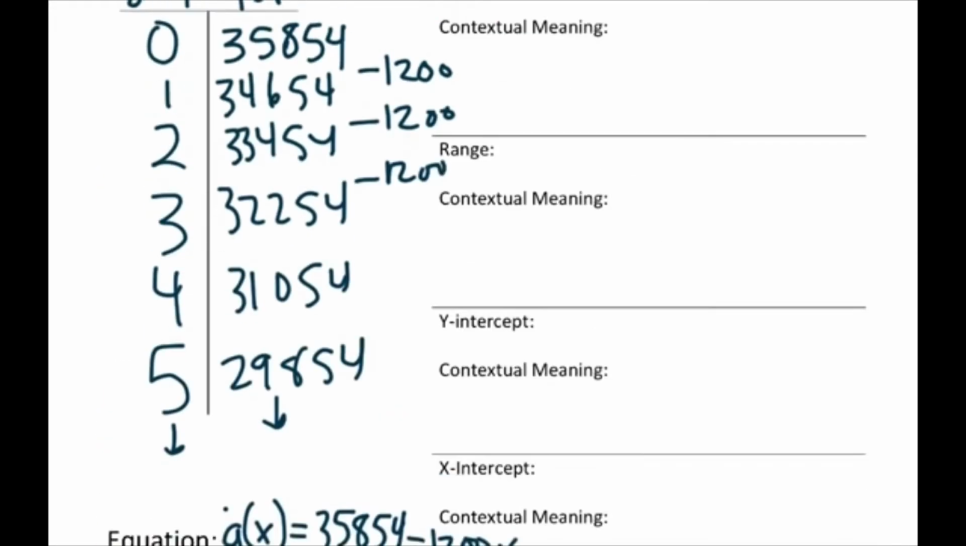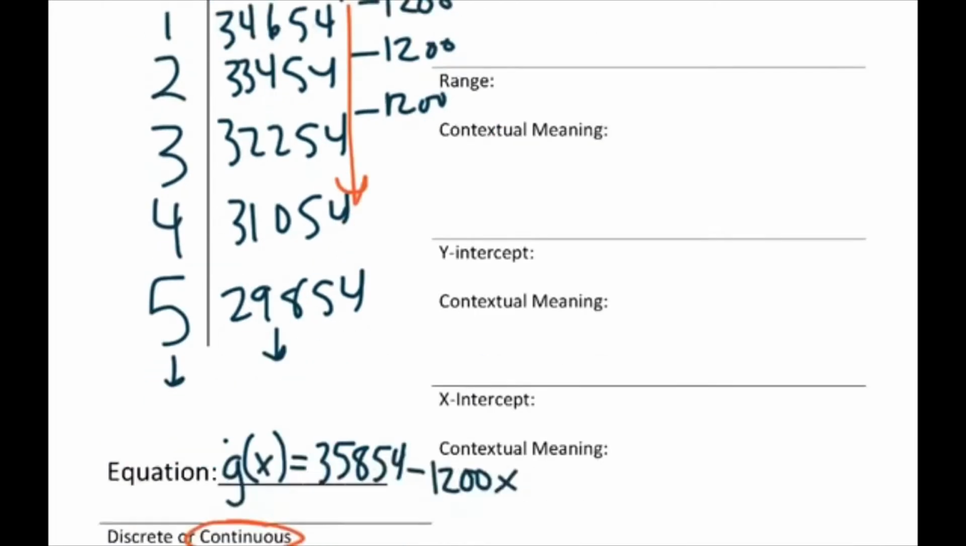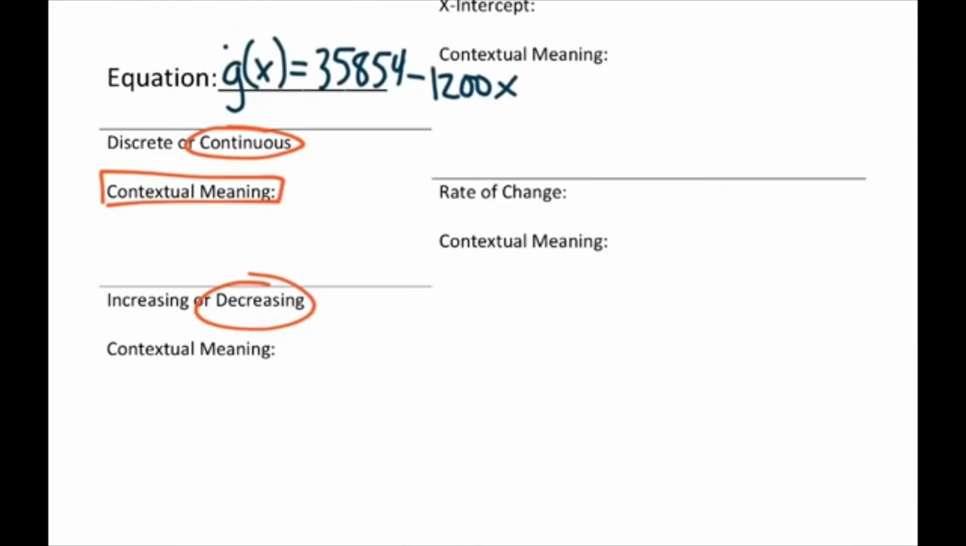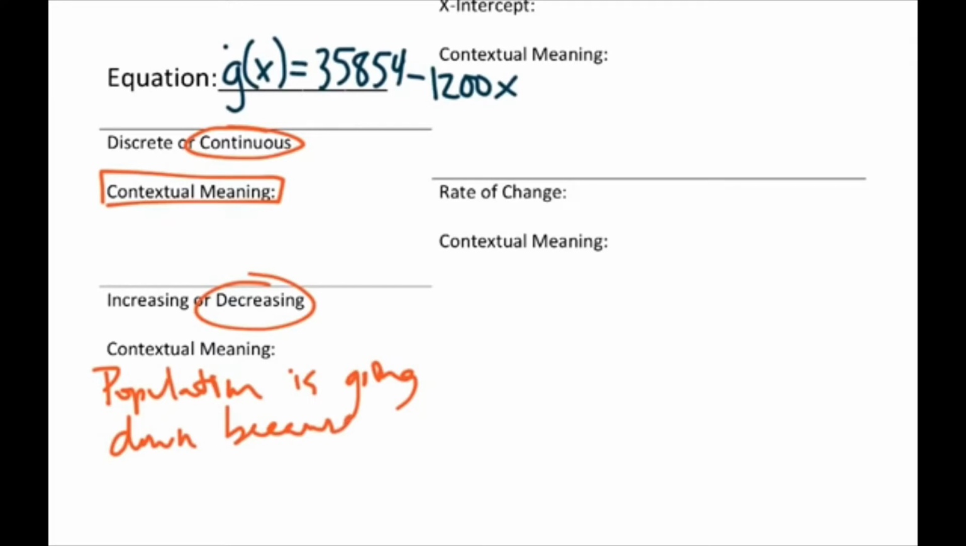Now, looking at this, my numbers are going down, so we're decreasing. So what does that mean? Why is it decreasing? The population is going down because people are leaving. They're evacuating. Okay.